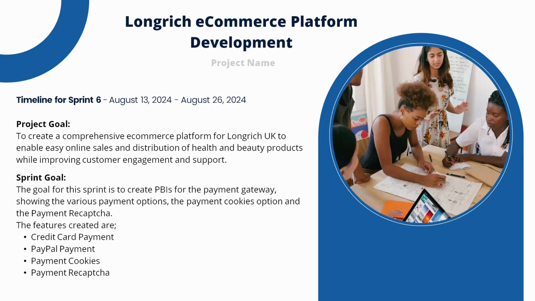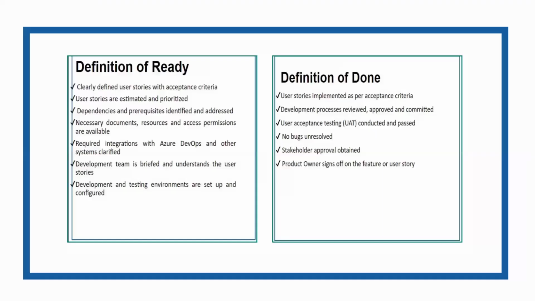The sprint goal for this sprint is to create PBIs for the payment gateway, showing the various payment options, the payment cookies options, and the payment recapture. The features created are credit card payment, PayPal payment, payment cookies, and payment recapture. We have the definition of done and definition of ready as screenshot captures.